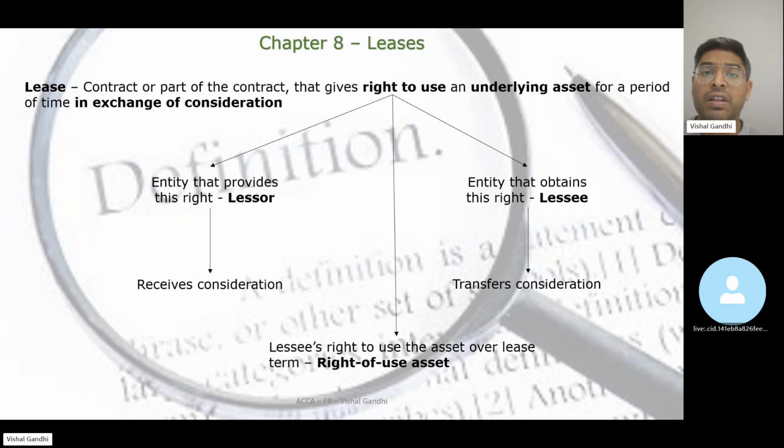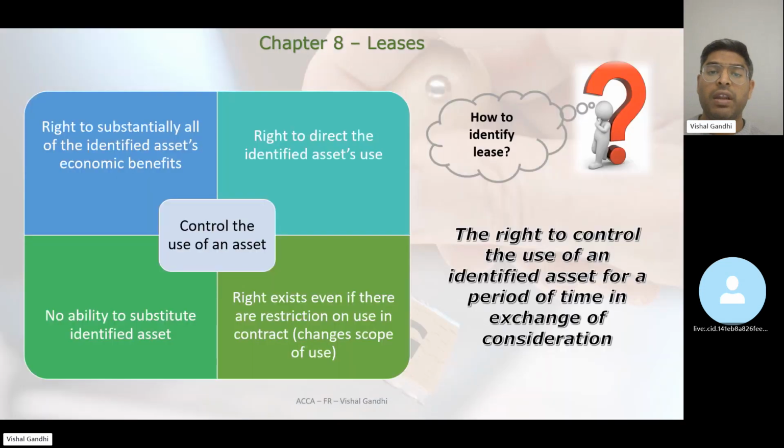So this is the lease contract. These are the definitions, basically lessor, lessee, lease, and then who will have a right of use asset? Lessee will have a right to use the asset. So that asset will be called as right of use asset. Let's look at in more detail.